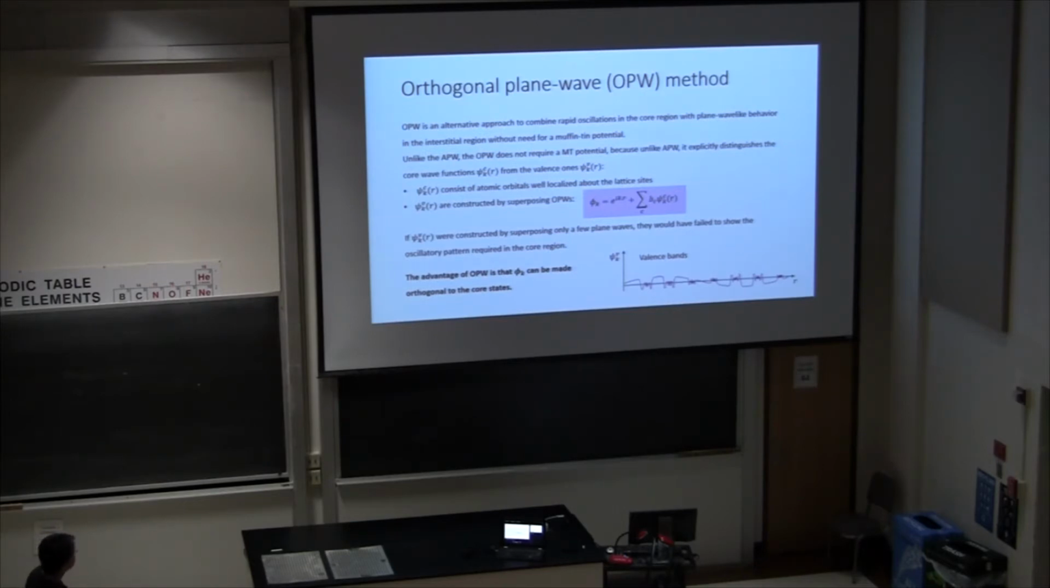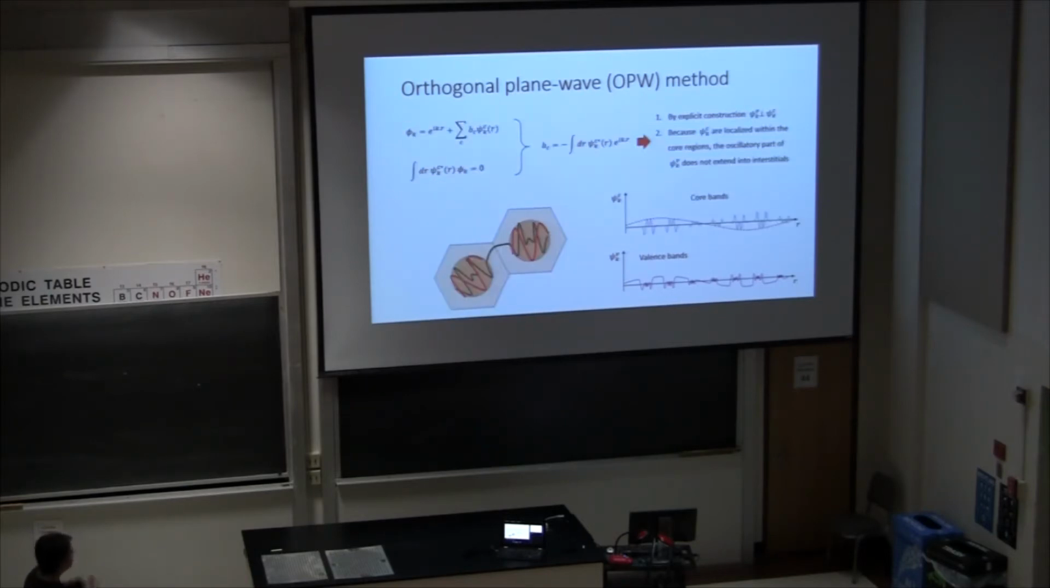Okay, now let me see what I have here. So this is restating the same thing. You simply have a few of these core wave functions with a proper coefficient, and you sum it with a plane wave, and you make your orthogonal plane waves.